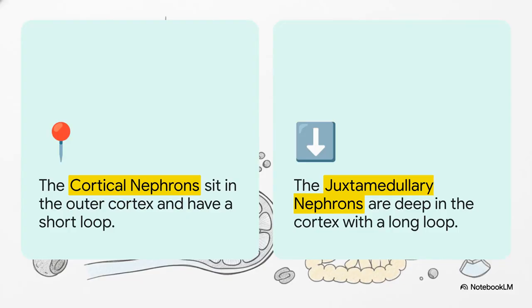But here's a massive high-yield exam topic you really can't miss. Not all nephrons are created equal. We have cortical nephrons, which have their renal corpuscles sitting in the outer cortex and feature a very short loop of Henle. Then, we have the juxtamedullary nephrons. These have their corpuscles situated deep down in the cortex, right up next to the medulla, and they boast a distinctly long loop of Henle.